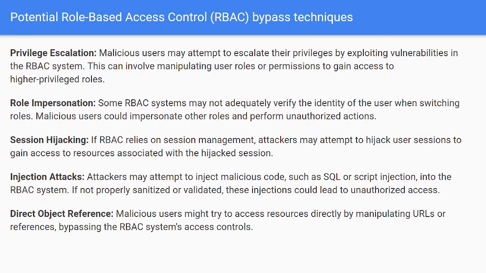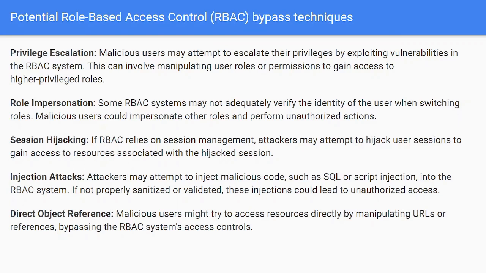So number one, we have privilege escalation. Privilege escalation: malicious users may attempt to escalate their privilege by exploiting vulnerability in the role-based access control system. This can involve manipulating user role or permission to gain access to a higher privilege role. So privilege escalation simply means that a malicious person wants to take on a higher privilege role, and they might try to edit or manipulate some user roles or permission so that they can have access to that higher privileged role.